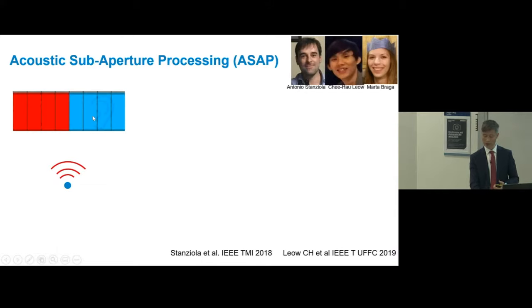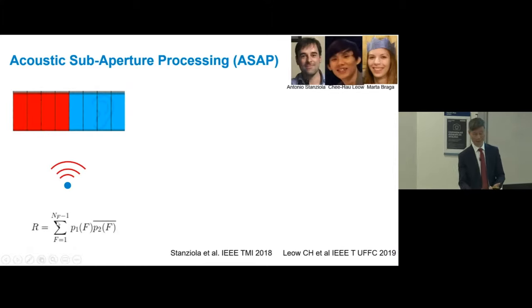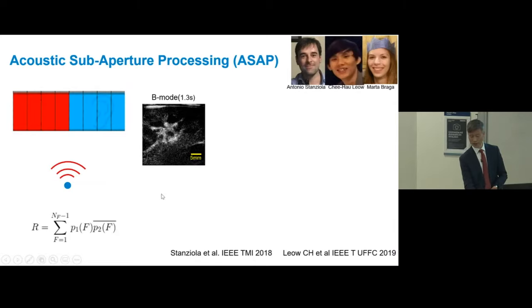So that's what we did. This is the transducer aperture. It's split into two. You can also interleave the two groups. And you do the cross-correlation. This is the only math equation I show here, and it's simple. It's really just a multiply and sum, right? And then you will be able to generate images, and I'll show you some results.